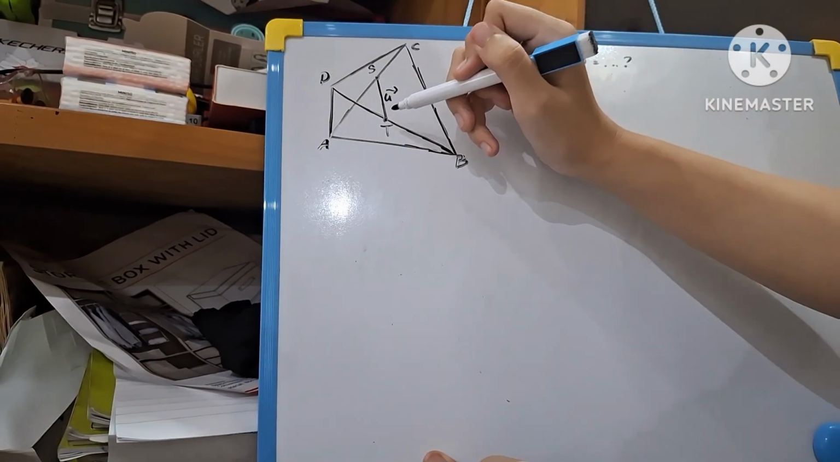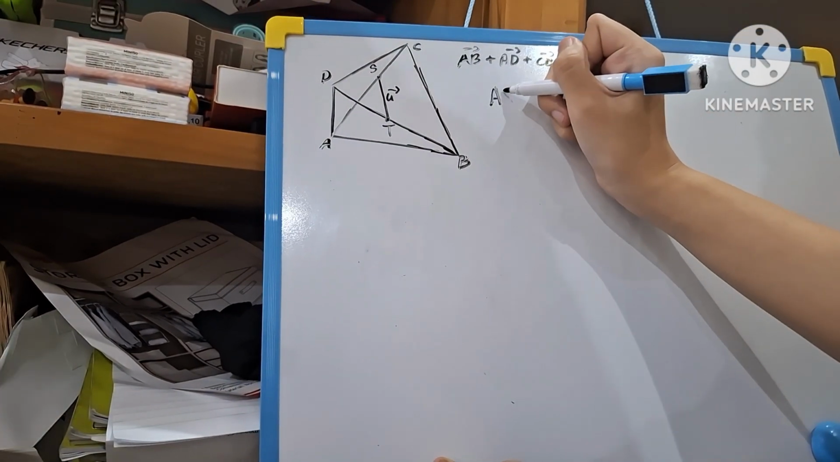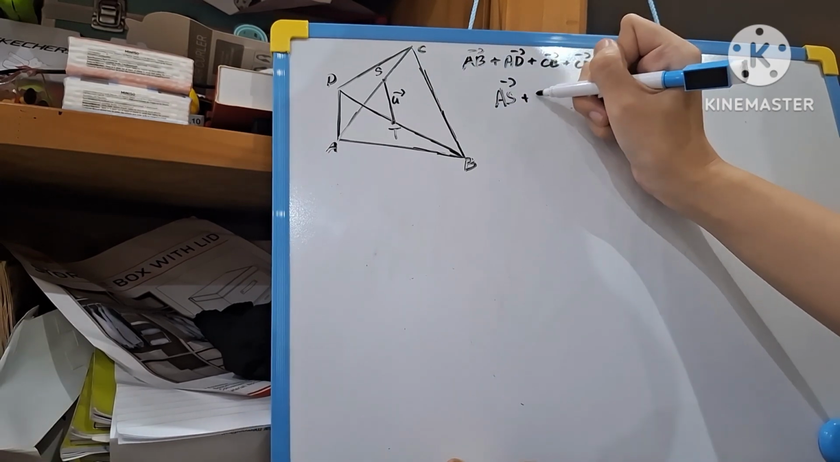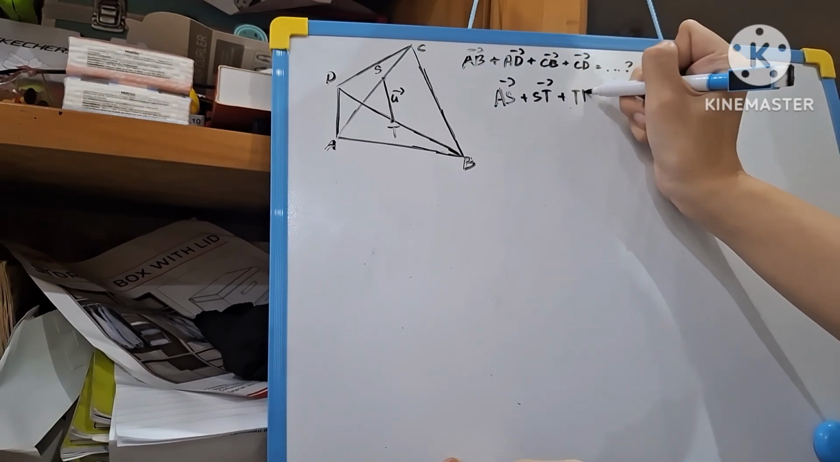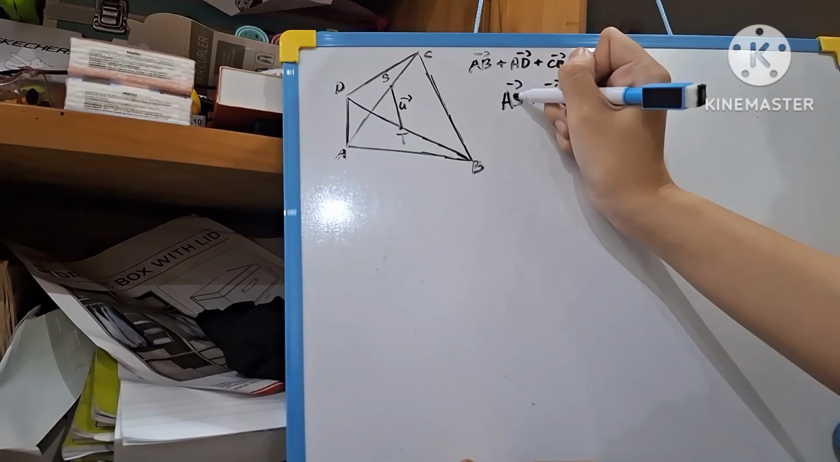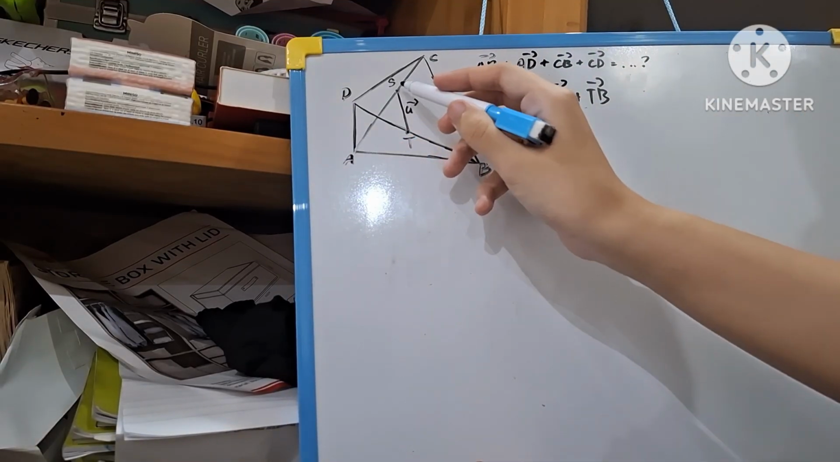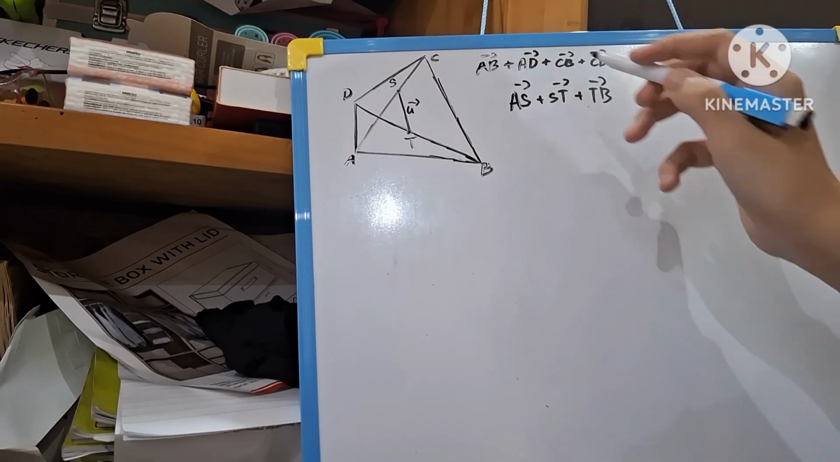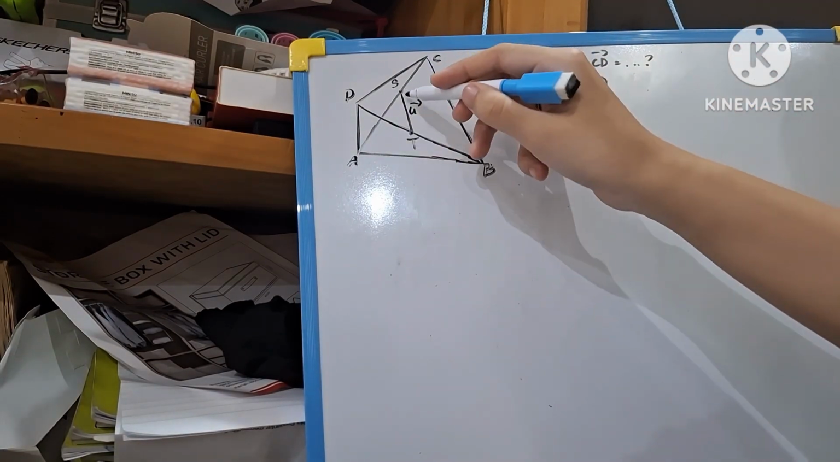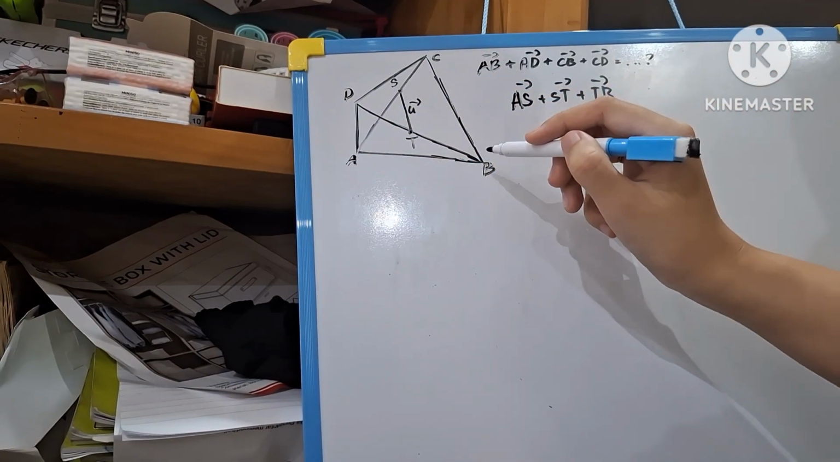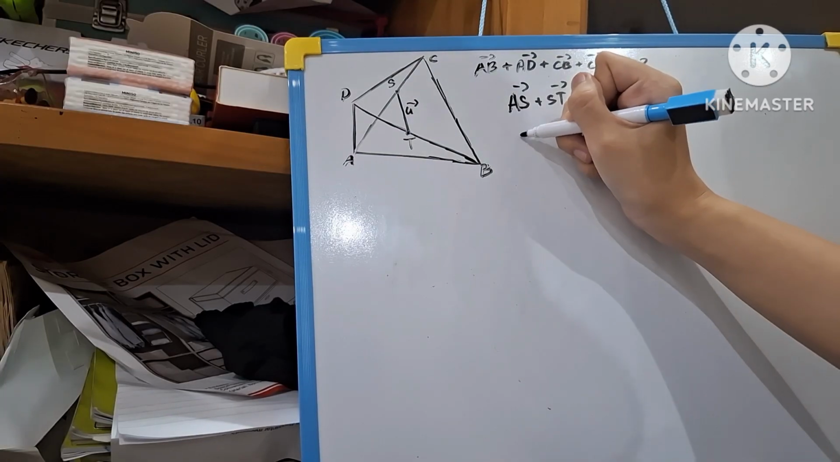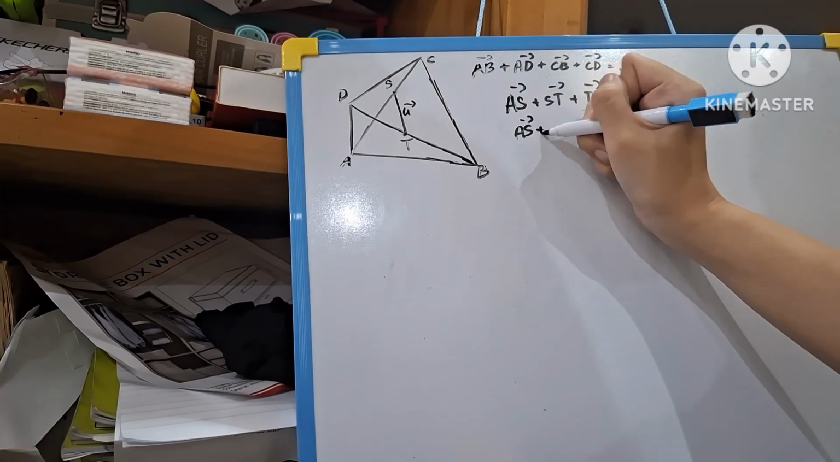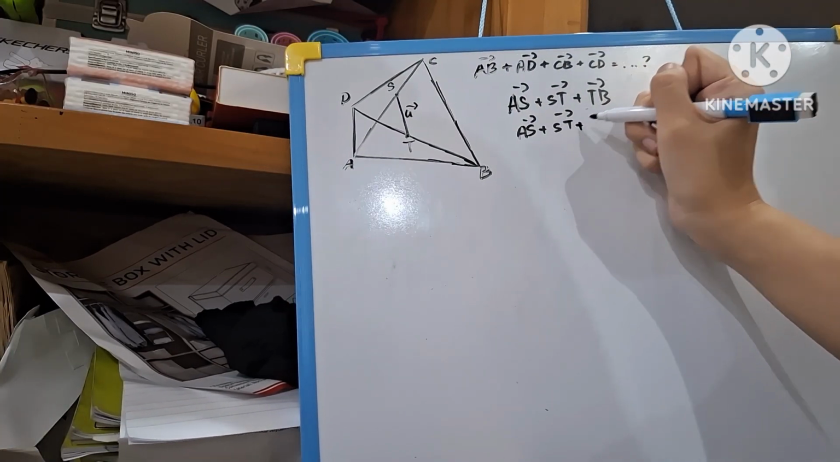For number 3, we know the length from S to T is U factor. So now we have to find the final result using U factor. From A to B, we'll have to go through S to T. So we'll make it AS plus ST plus T to B. Because we want to go from A to B, we don't know the result. So we'll use AS to B.